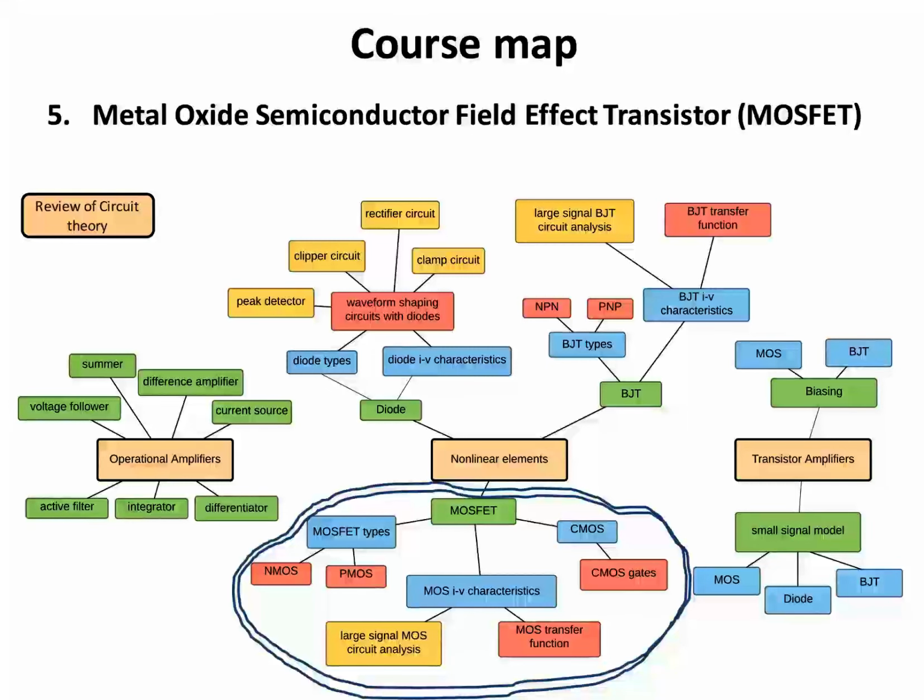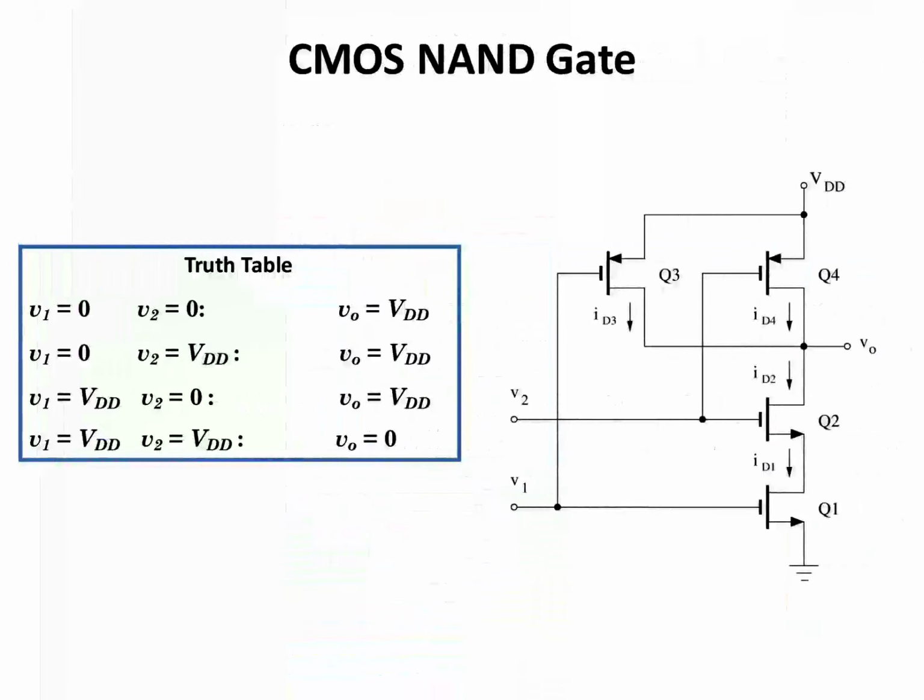Hello everyone, we are at the topic of MOSFETs and we are studying CMOS circuits, and today we are going to look at the NAND gate implementation using CMOS technology. The NAND gate that we're going to look at today has two inputs, and the output is taken at this node, which is connected to the drain of Q4 and drain of Q2.